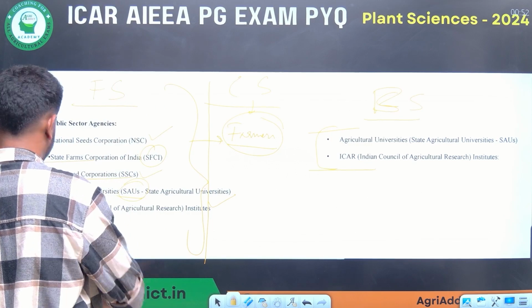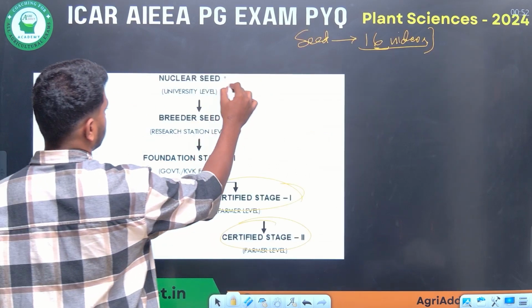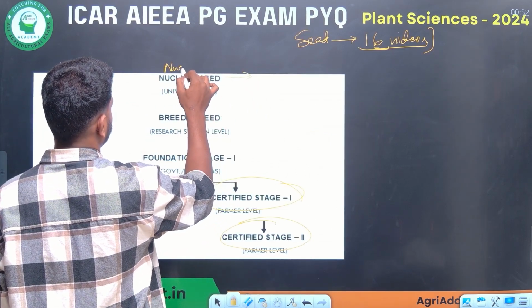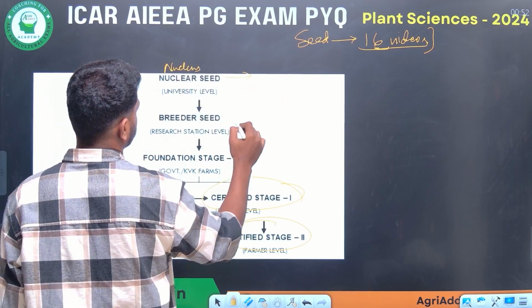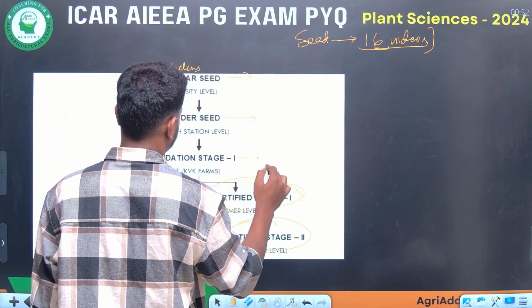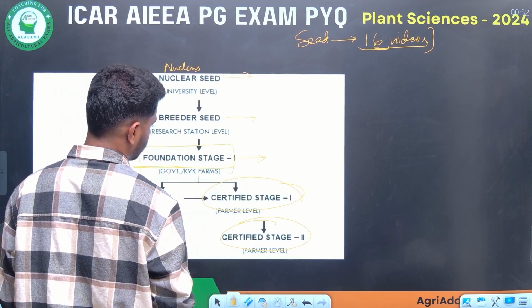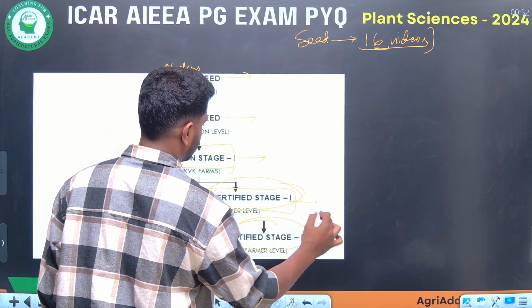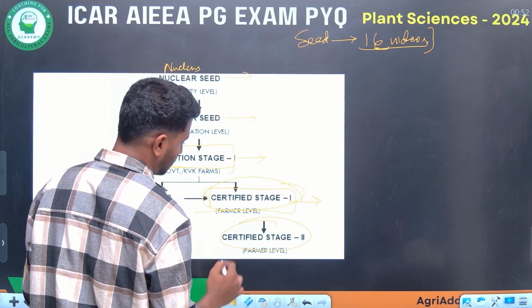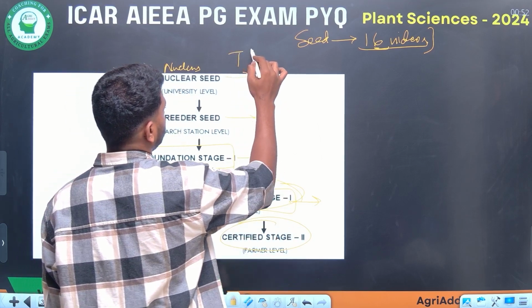Okay, and if I want to recall the color, if you know about the color, this is again not nuclear, it is nucleus seed. So what is the color of nucleus seed? What is the color of breeder seed? What will be the tag color of foundation seed and the tag color of certified seed? And lastly, we also have the truthfully labeled seed.